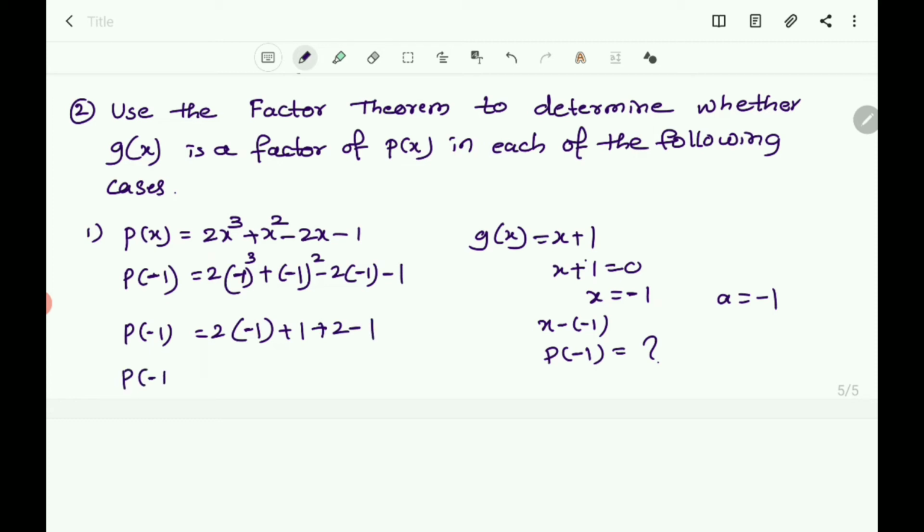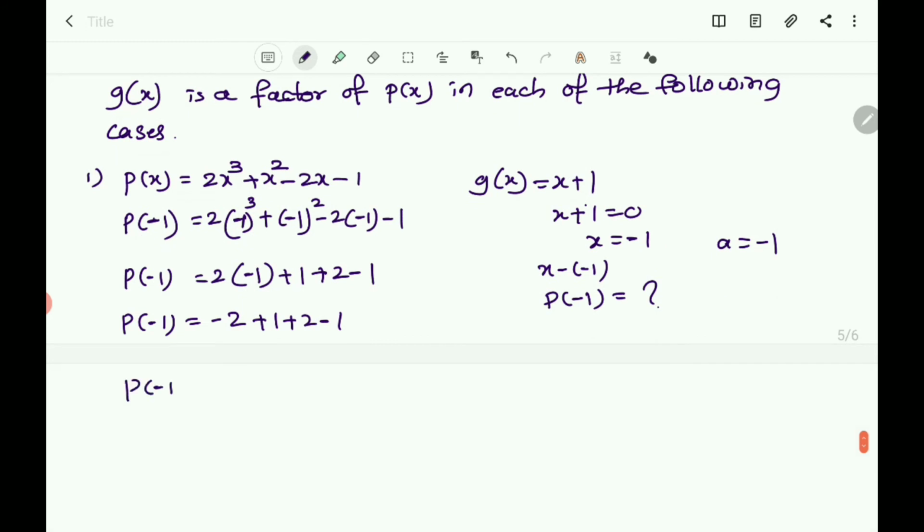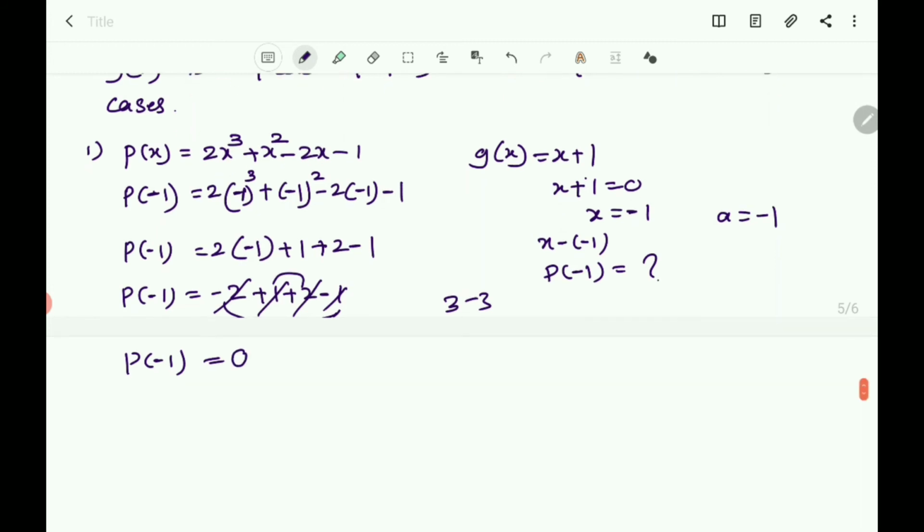Then p of minus 1 is equals to 2 into minus 1 is minus 2, plus 1, plus 2, minus 1. Here minus 2 plus 2 cancels, 1 and minus 1 cancels. That is nothing but 3 minus 3. 2 plus 1 is 3, minus 2 minus 1 is minus 3. Or otherwise you can cancel minus 2 plus 2, minus 1 plus 1. So you will get 0 here. p of minus 1 is 0.